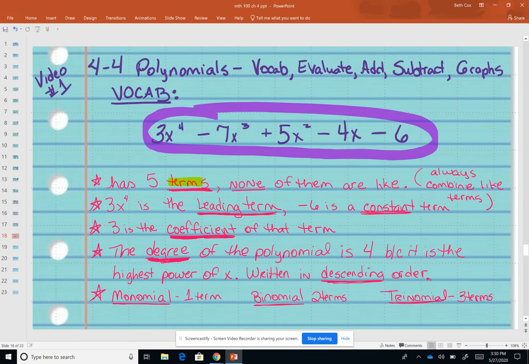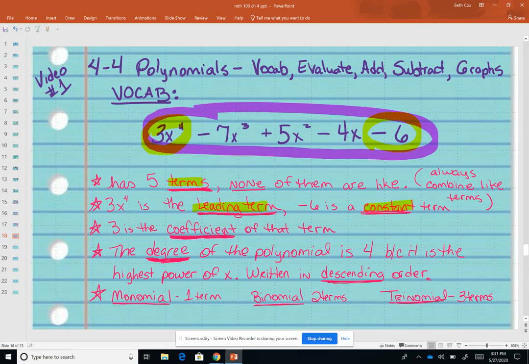Now this first term right here, 3x to the 4th power, is called the leading term. Not because it's in the front, but because it's got the most power. The -6 over here is a constant term, because it doesn't have a variable. So it's considered what we call a constant term.